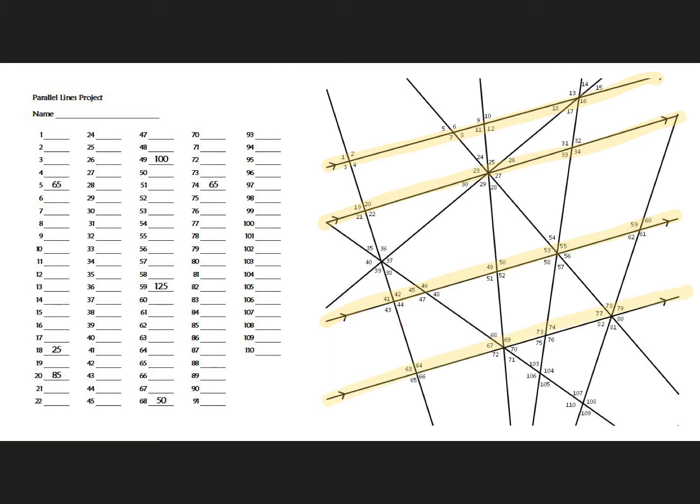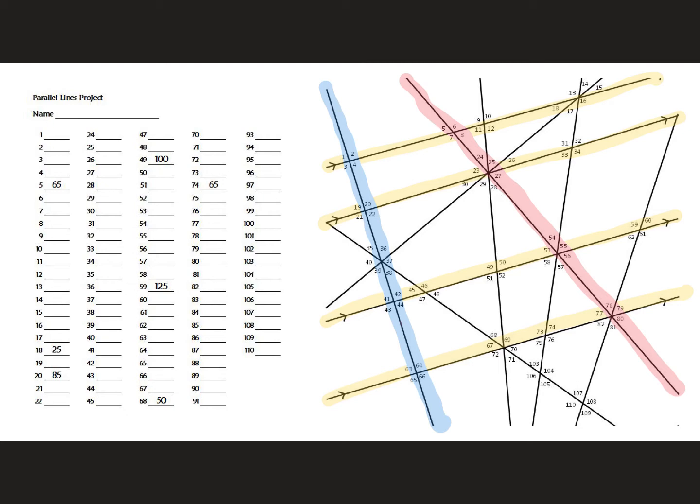Then I would recommend also highlighting the transversals in different colors if you can. I'm just going to go through and do 2 of the transversals, so I'm just going to look at these 2 here. Now let me help you get the ball rolling on some of these angle measures.